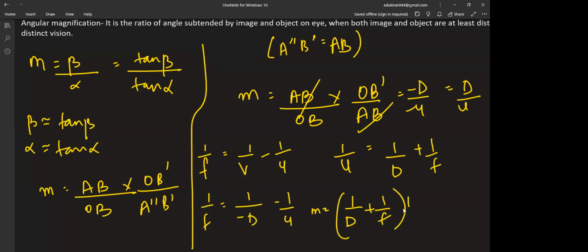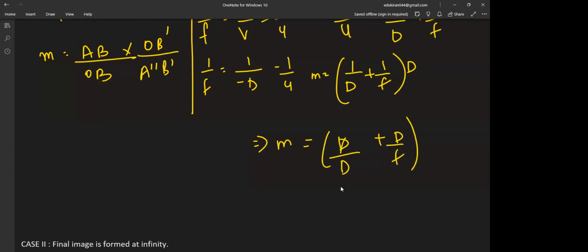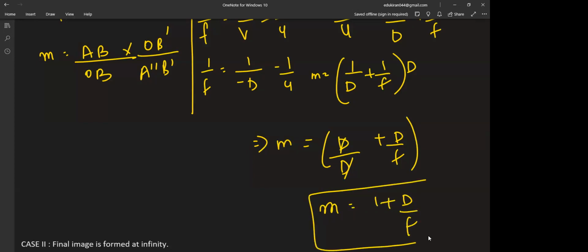Magnification into D by U. Put it, open up the brackets. This will give you magnification equal to D by D plus D by F. D by D will be cancelled. Magnification is 1 plus D by F.